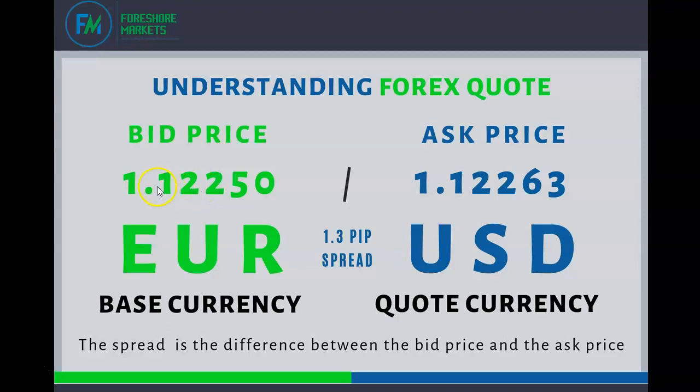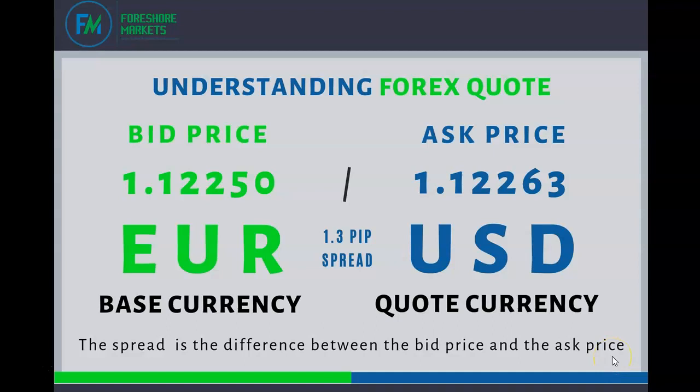In this example, the price on the left is always called the bid price, and here the bid price is 1.12250. The price on the right is called the ask price, which is 1.12263. And if you look, there's always a difference between the bid price and the ask price. Here it is 1.3 pips. This 1.3 is what the dealer or the broker takes as his profit. The spread is the difference between the bid price and the ask price.